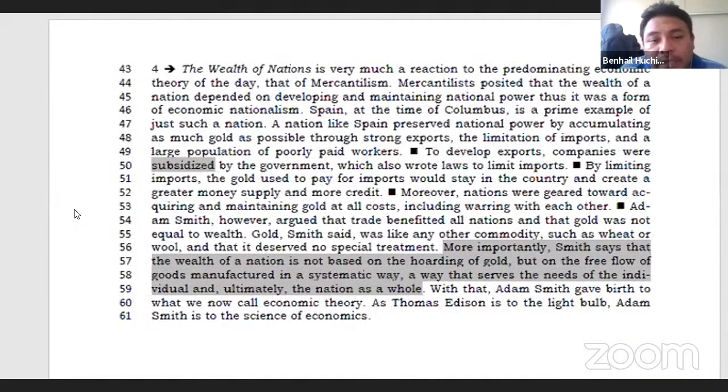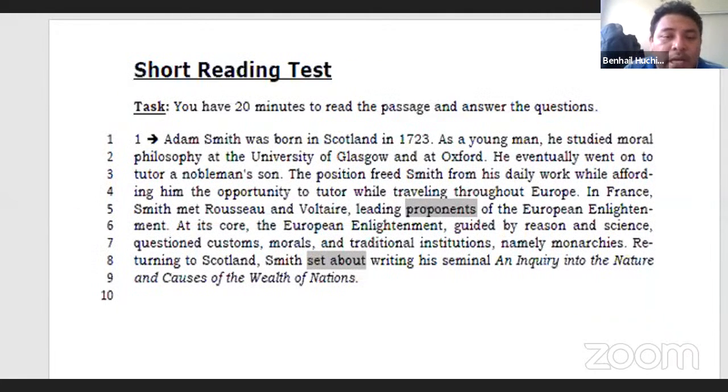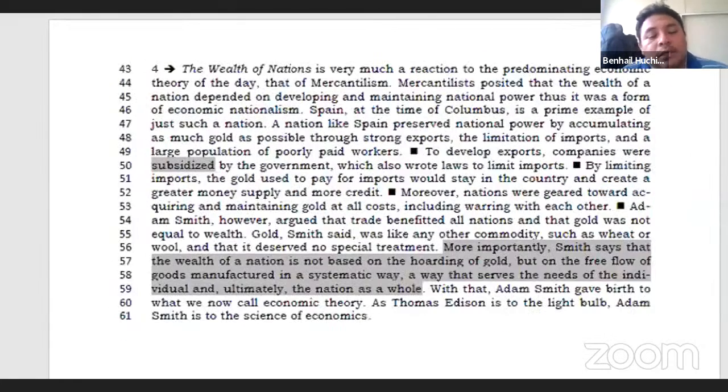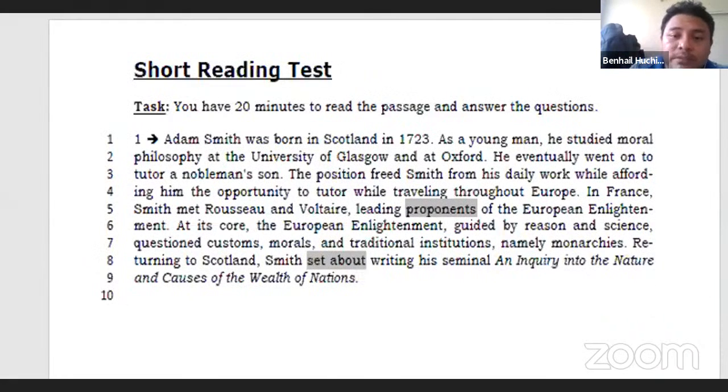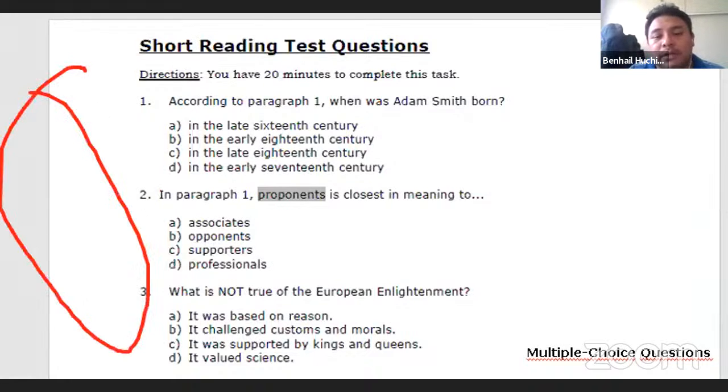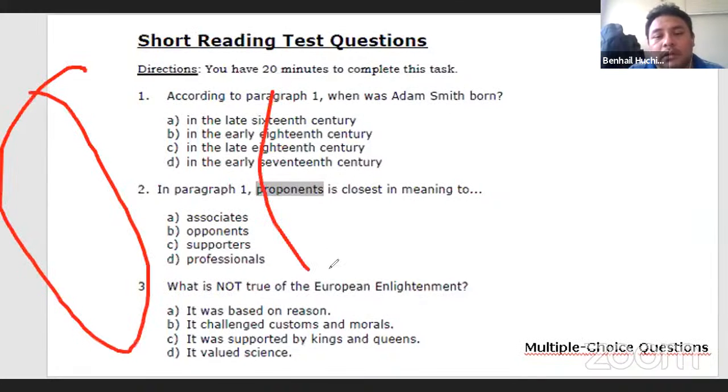Okay, so here this lecture talks about economics, how it was created and all this stuff, some examples. And when you get to start answering the questions, it will show you the first paragraph with the first question at the same time, like here is the paragraph, and here is the question. All like that.